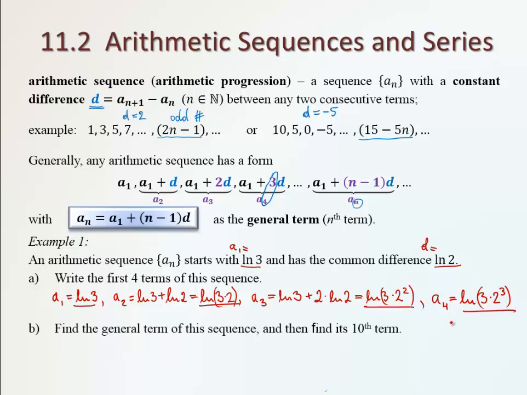Those are the terms. The second question asks us to find the general term of the sequence and then find its tenth term. Well, if we observe the pattern of the first four terms, we can claim that an, the nth term, will be ln of 3 times 2 to the power, and the exponent should be 1 less than n. So we write n minus 1. So that's the general term. And now the tenth term, a10, equals ln of 3 times 2 to the 10 minus 1, which is just 9.